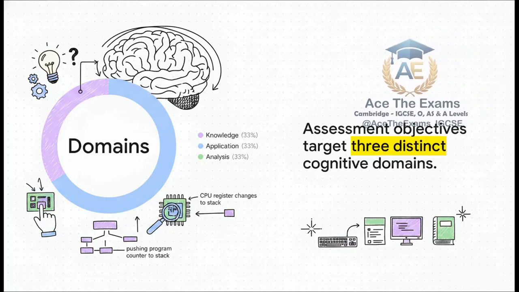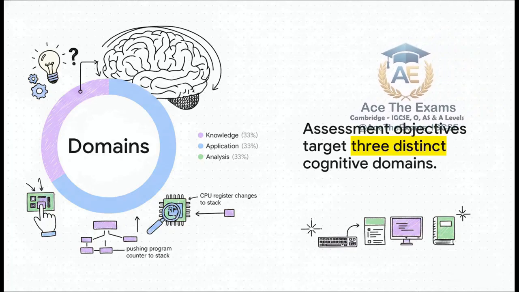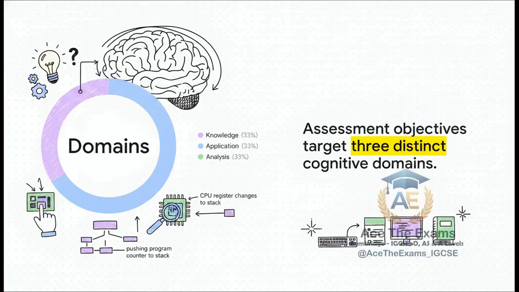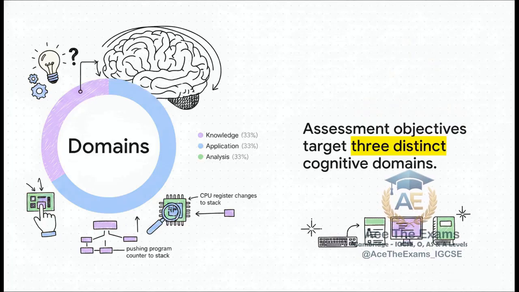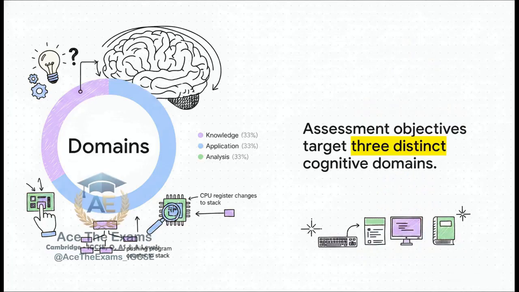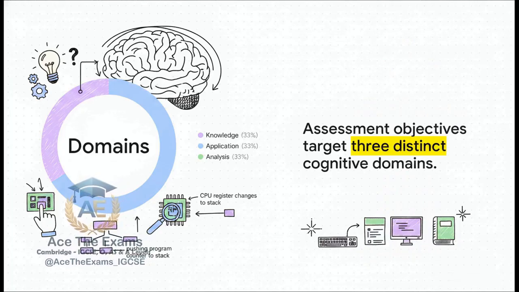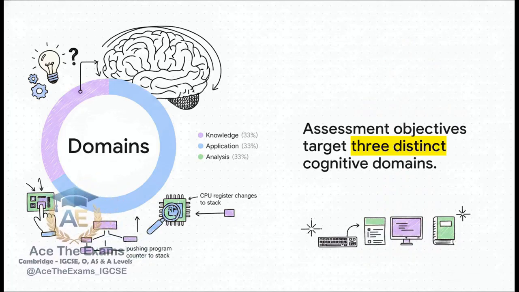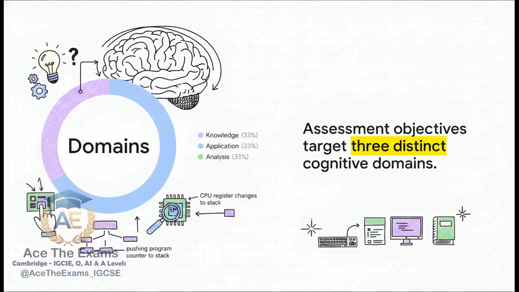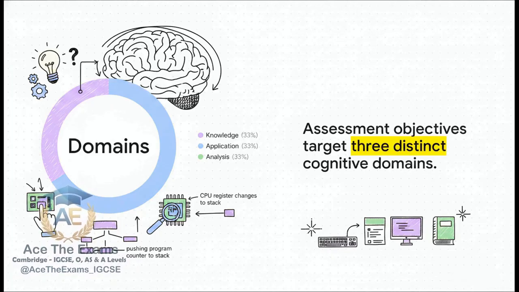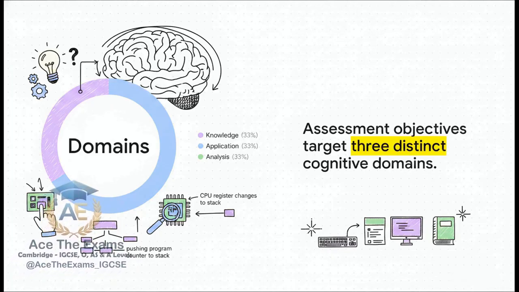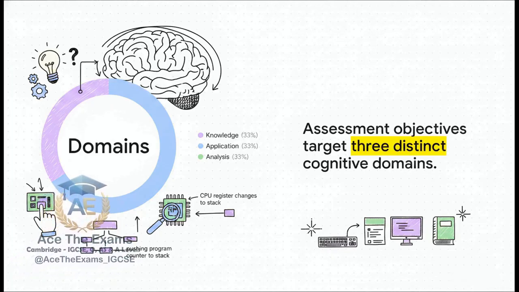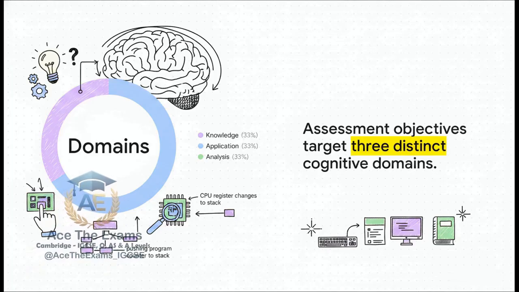Assessment objectives for ISR handling target 3 distinct cognitive domains: knowledge and understanding, application, and analysis. The academic benchmarks here require logical, structured reasoning. Think of it like a giant puzzle. If you only operate in the knowledge slice, just defining what an interrupt is, you are leaving 2/3 of the marks on the table. You absolutely must apply that knowledge to the specific scenario provided in the prompt, and you must analyze why the ISR functions the way it does under those exact conditions.